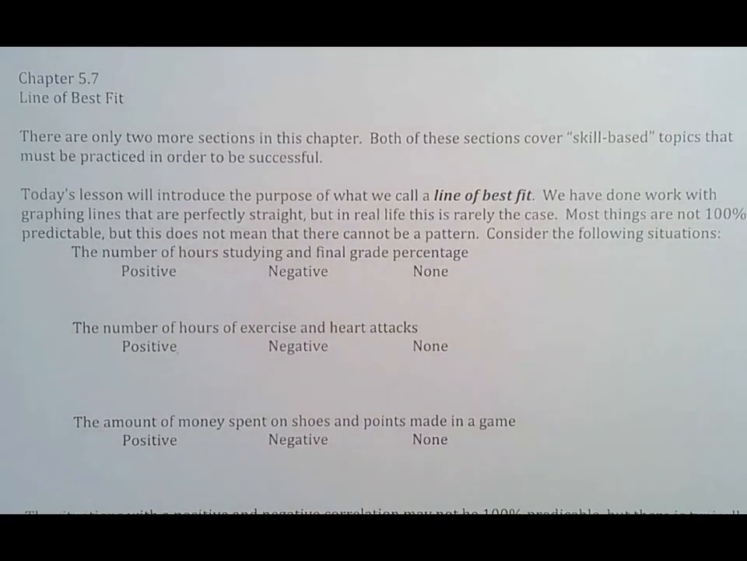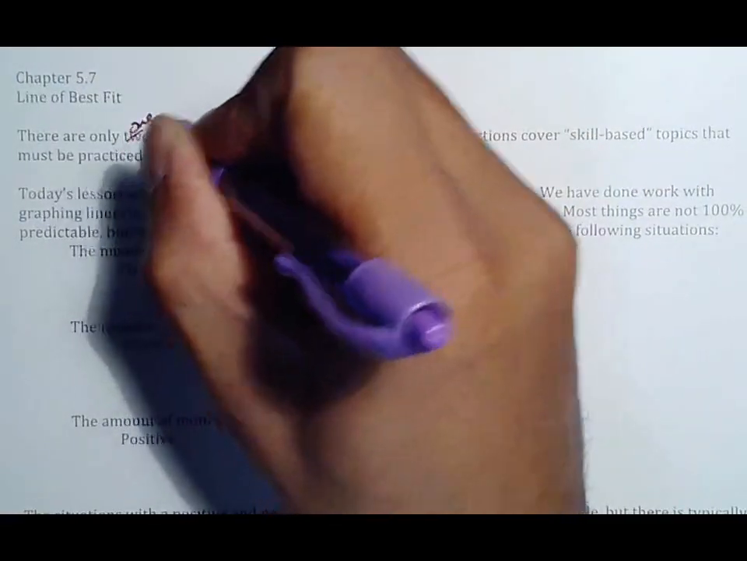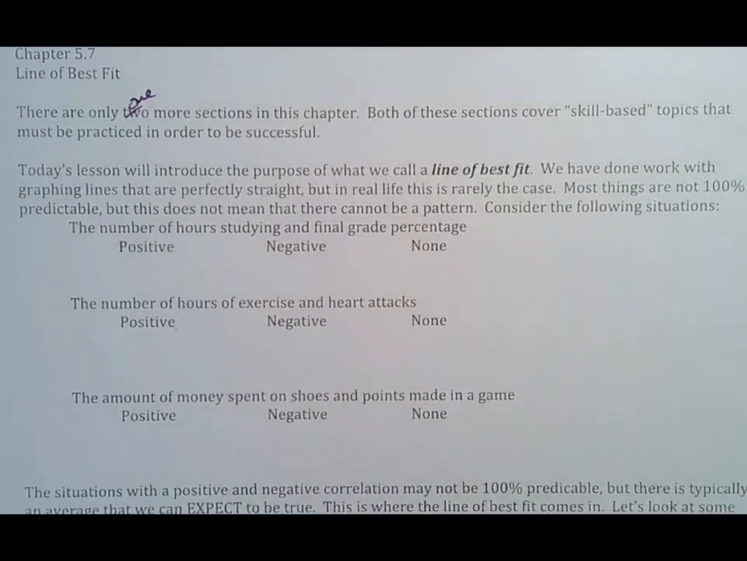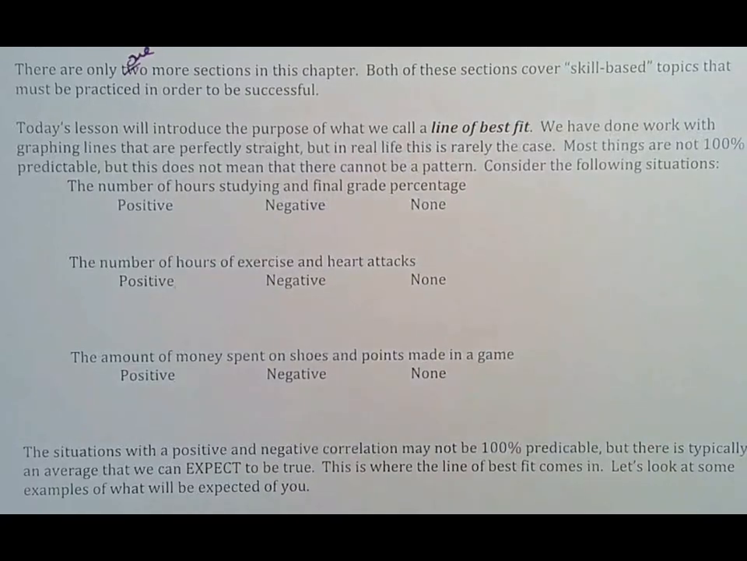Alright, chapter 5.7 is about line of best fit. This is a lie because there's only one more section of this chapter, and it is a skill-based topic that must be practiced to be successful. This is a very easy section.